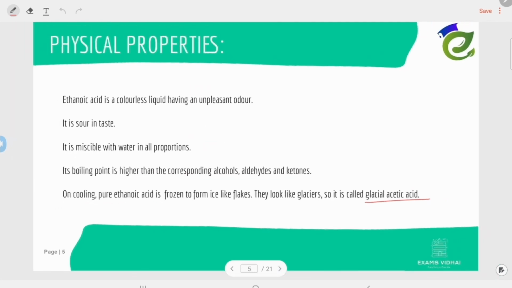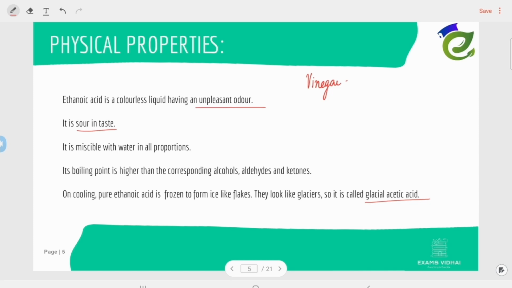Physical properties. Ethanoic acid is a colorless liquid having an unpleasant odor and sour taste. We know ethanoic acid is acetic acid and acetic acid is vinegar. Therefore, vinegar has an unpleasant odor and sour taste. It's miscible in water because we mix vinegar in water.